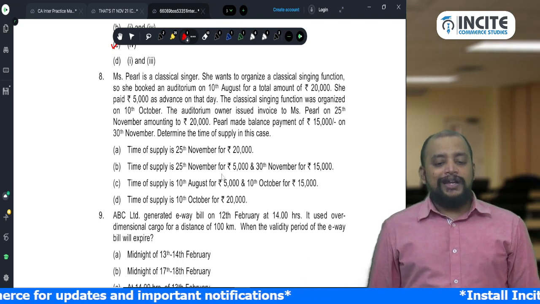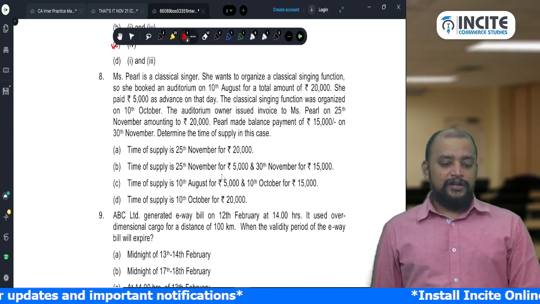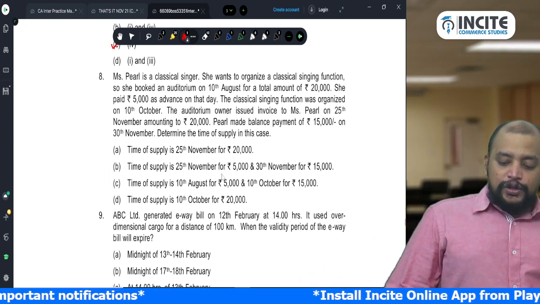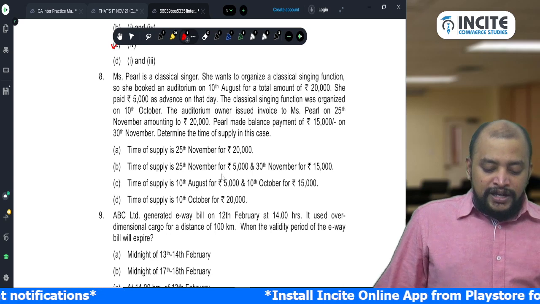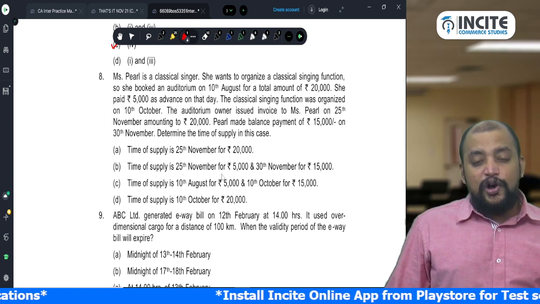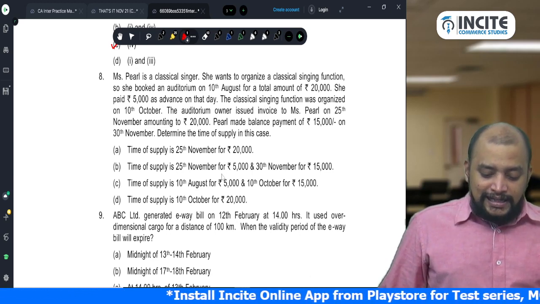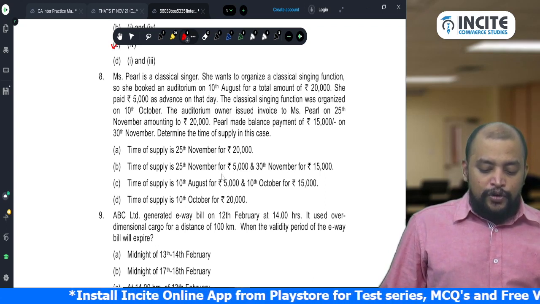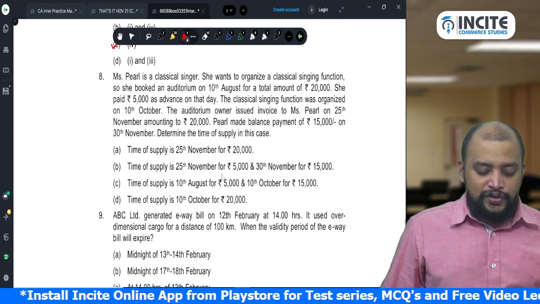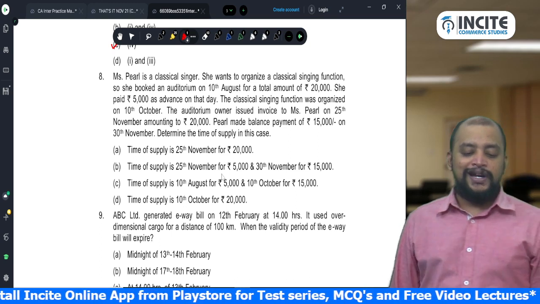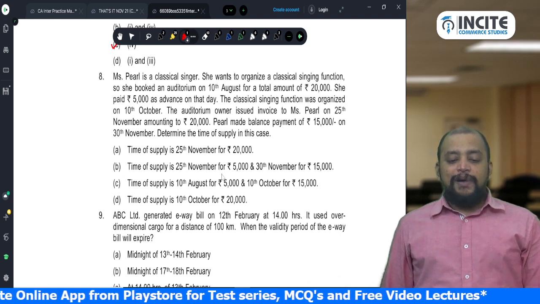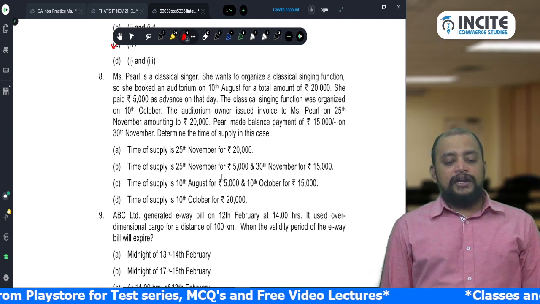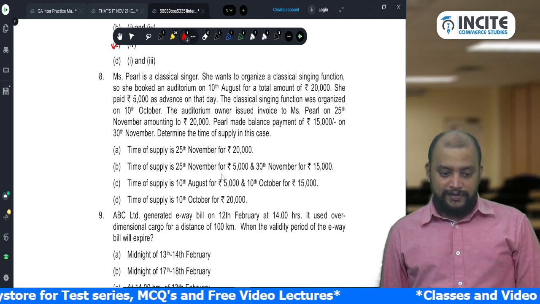Then, Miss Pearl is a classical singer. She wants to organize a classical singing function. So she booked an auditorium on 10th August for a total amount of 20,000. She paid 5,000 as advance on that day. The classical singing function was organized on 10th October. The auditorium owner issued an invoice to Miss Pearl on 25th November amounting to 20,000. Pearl made the balance payment of rupees 15,000 on 30th November. Determine the time of supply in this case.